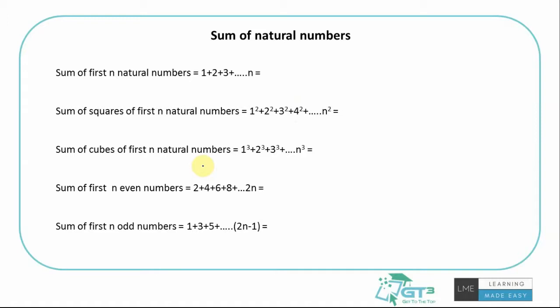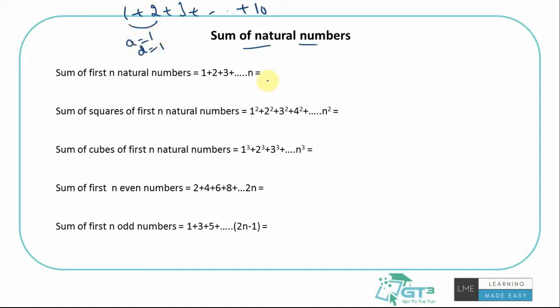Then this is again the sum of natural numbers. For example, the sum of the first n natural numbers is 1 plus 2 plus 3 and so on up to n. If the question asks what is the value of 1 plus 2 plus 3 and so on up to 10, this is an arithmetic progression where the first term is 1 and the common difference is 1.